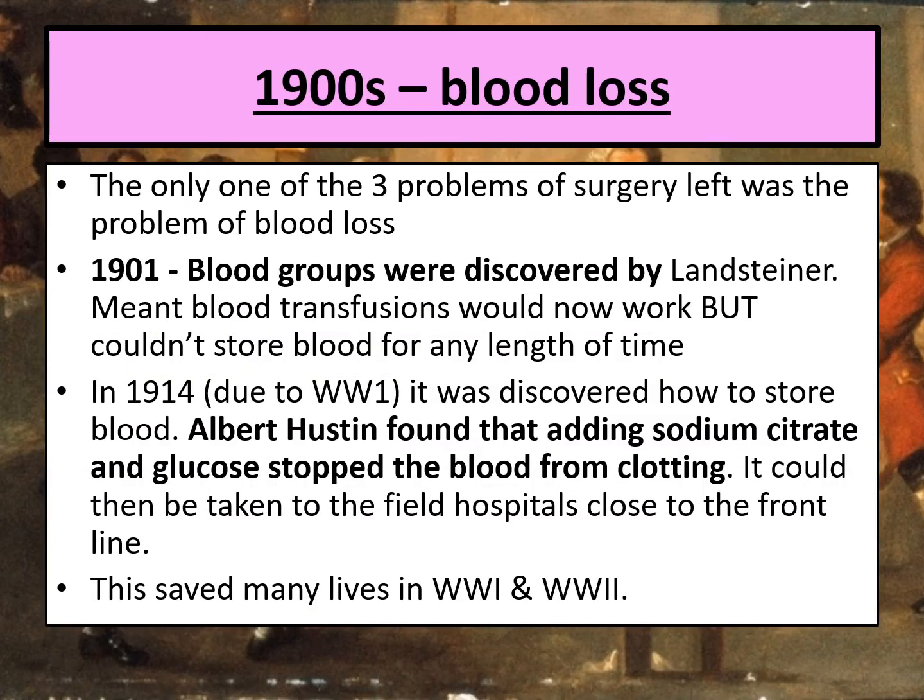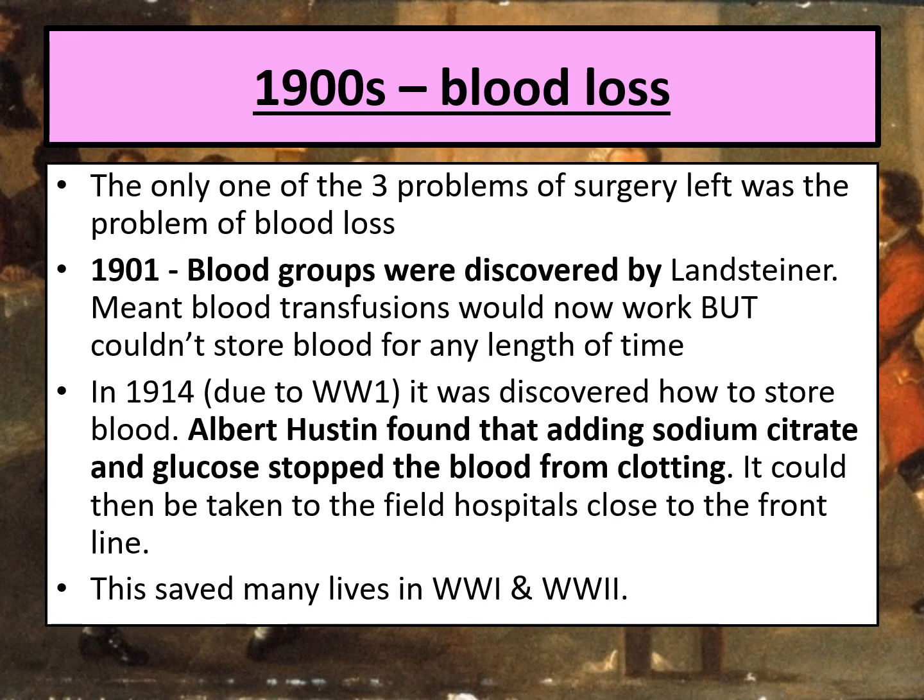We're now going to move on to the 1900s and think about the final problem that they had to solve: blood loss. So remember, there are 3 problems with surgery since the medieval period: pain, infection, and blood loss. Obviously, pain had been dealt with by things like Simpson's chloroform that then evolved into more modern anaesthetics later on. Then in terms of infection, obviously Lister and his carbolic acid led to aseptic surgery. So the last problem by the time we get to the 1900s is blood loss. Now, they had previously tried blood transfusions in the past, in the Renaissance period and in the 1800s, but they hadn't been successful.